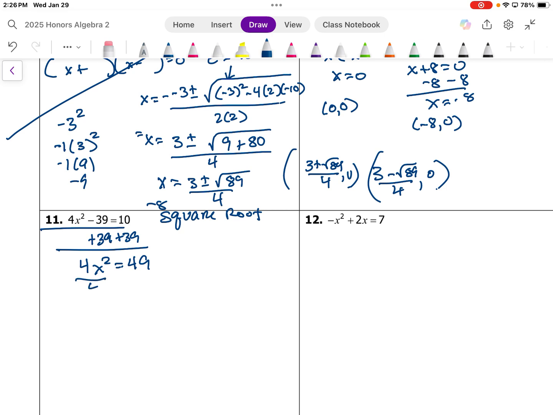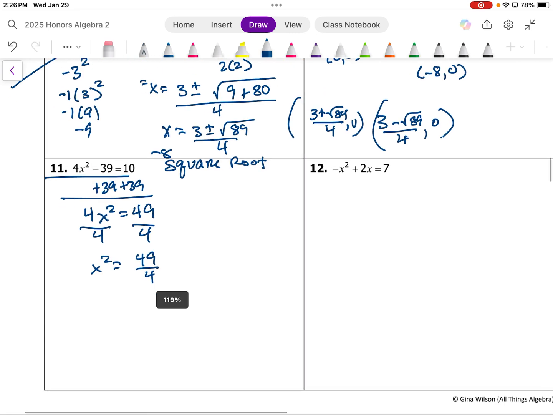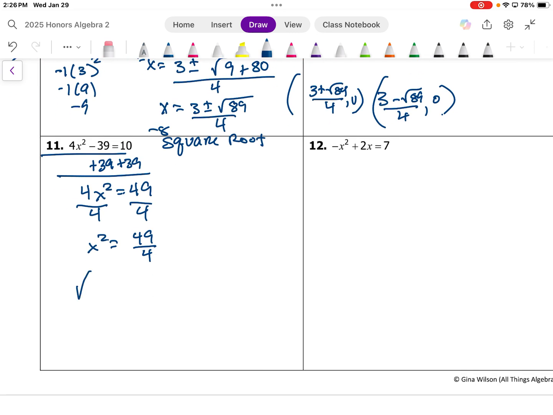So divide both sides by 4. I get x squared equals 49/4. I know it's a fraction. Don't turn it into a decimal. Now I take the square root of both sides. Put the plus or minus symbol in front of the fraction.